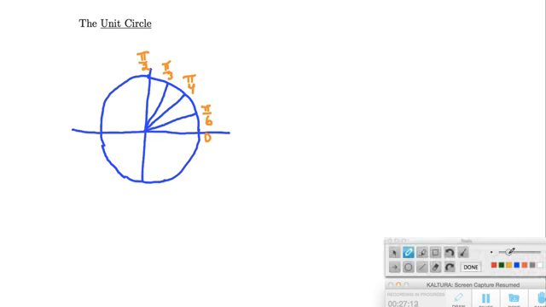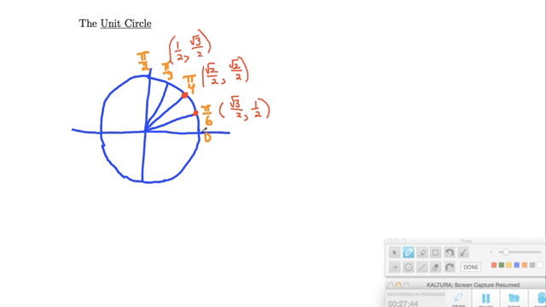Now we're going to talk about the actual coordinates of those points. Well, the first point has the coordinates square root of 3 over 2, comma 1/2. Second point has the coordinates square root of 2 over 2, comma square root of 2 over 2. And the third one has the coordinates 1/2, comma square root of 3 over 2. Now obviously this point right here is the point x is 1, y is 0.